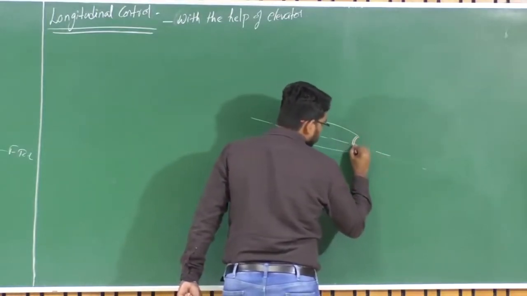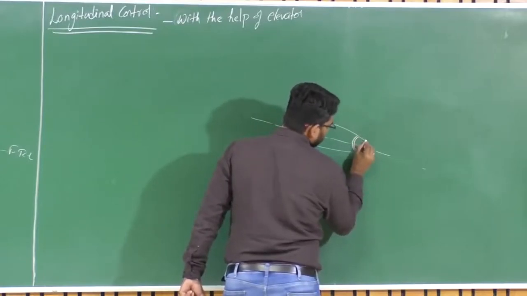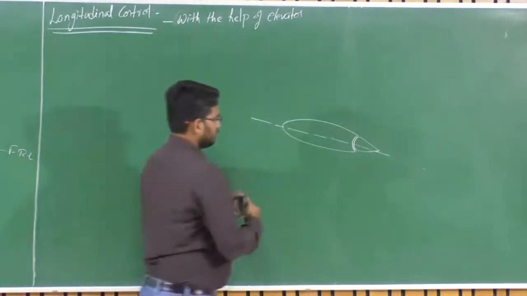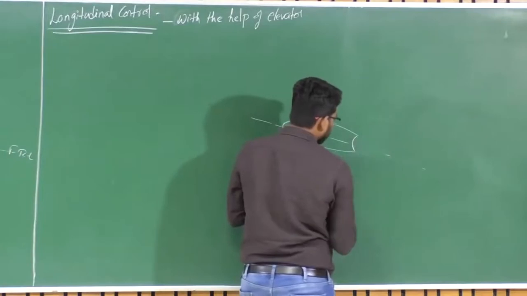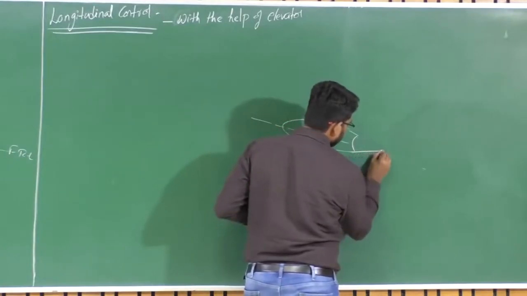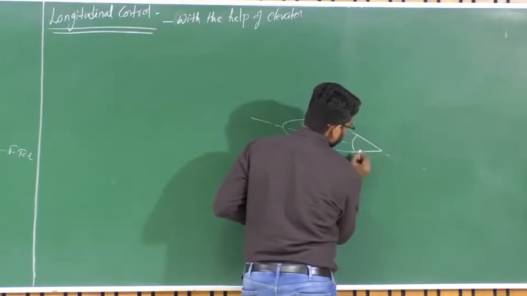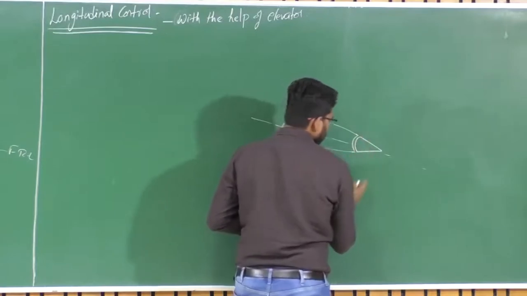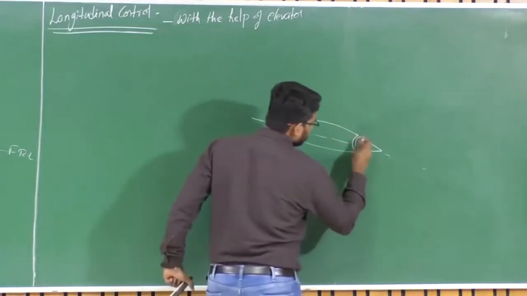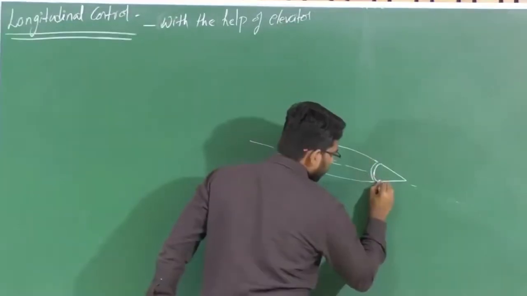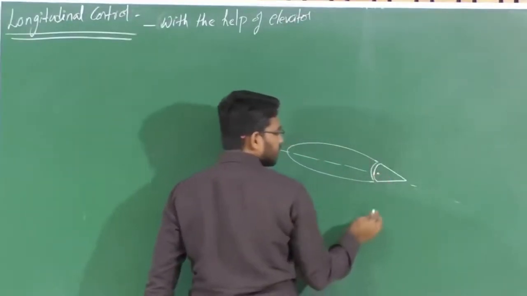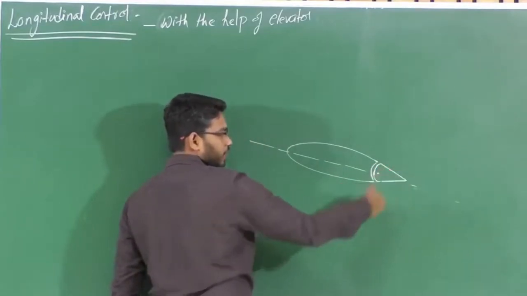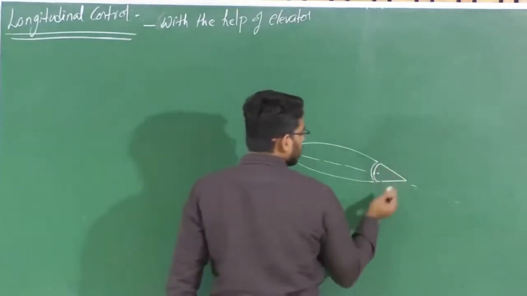Now there is a small control surface, and it's a part of the symmetric tail. This particular portion, which is a part of this tail, can be deflected about a hinge point. This portion can be deflected about this point up and down. This portion is known as the elevator.